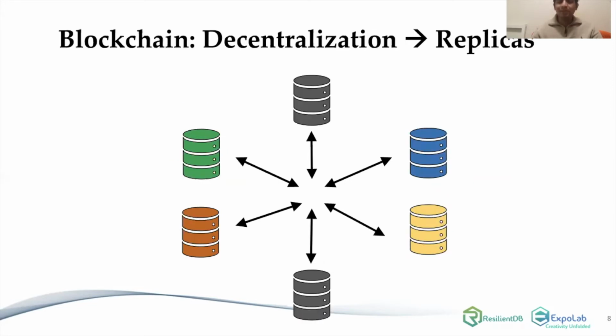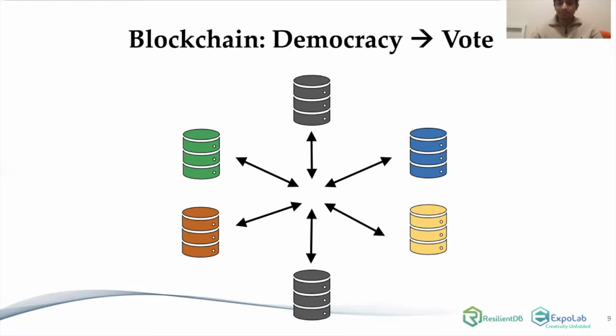What does it mean by blockchain providing decentralization? Basically, anyone who decides to participate in this network acts as a replica. Everyone has the same data. And what does it mean by democracy? Well, anyone who decides to participate in this network gets a right to vote. They all can participate in deciding the fate of a transaction.